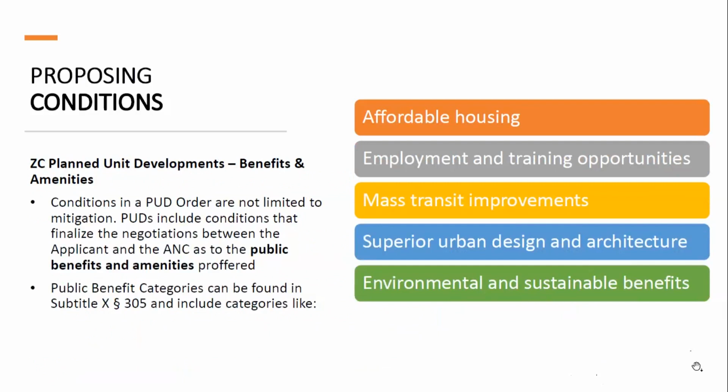So, proposing conditions in a PUD: the benefits and amenities. Conditions in a PUD order are not limited to mitigation. They include conditions that finalize the negotiations between the applicant and the ANC as to public benefits and amenities that are proffered. And public benefit categories can be found in Subtitle X, Section 305. They include categories such as affordable housing, employment and training opportunities, mass transit improvement, superior urban design and architecture, environmental and sustainable benefits.